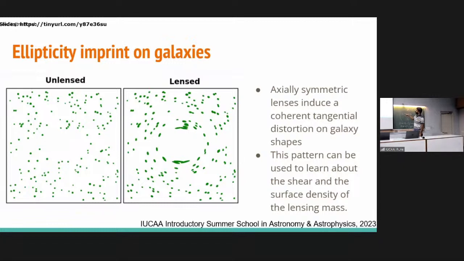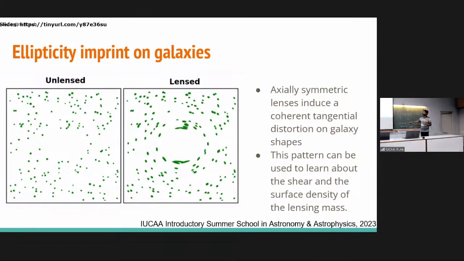So first of all, as you go away from the center, the distortions become smaller and smaller. That's the first thing to notice. Second thing, these ellipticities that you see are all tangentially oriented, just like your arcs were tangentially oriented. Now you are not seeing big long arcs. Instead, your galaxies are just getting stretched in the tangential direction.